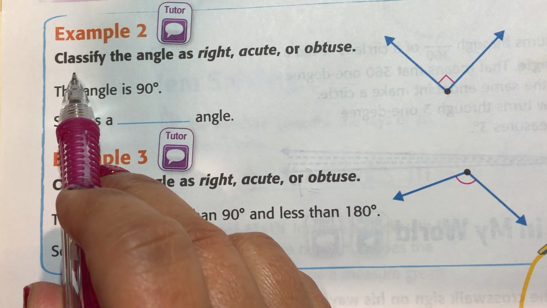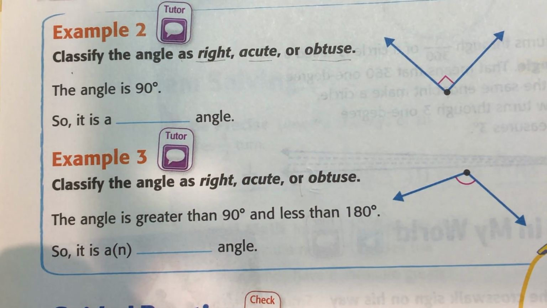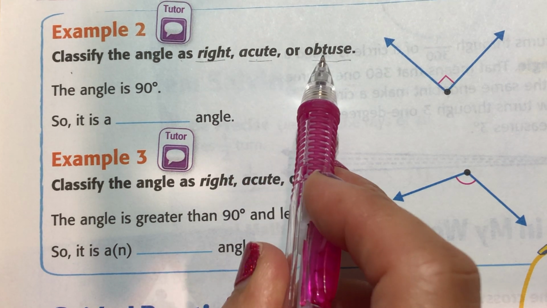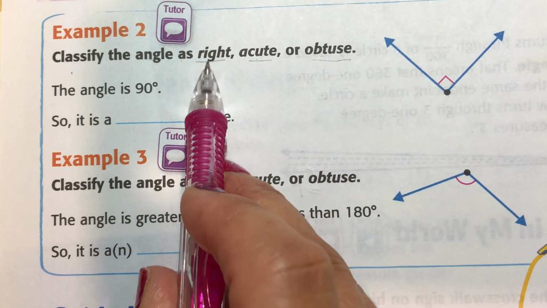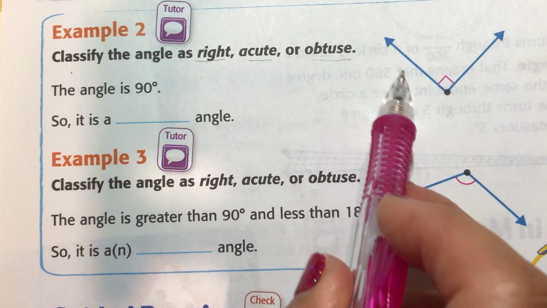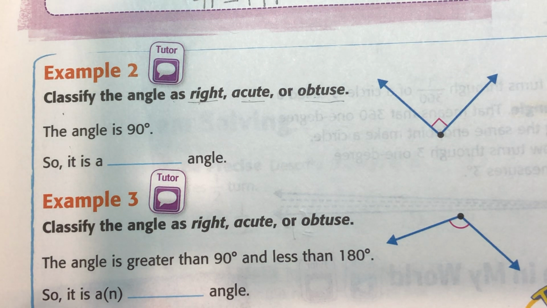Classify, that means name it, the angle as right, acute, or obtuse. Remember, acute is less than 90 degrees, obtuse is greater than 90 degrees, and right is the perfect L. And remember, the angles don't always have to have the horizontal line this way. An angle can be any way, as this one is.